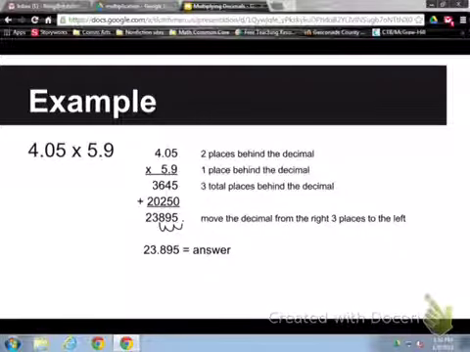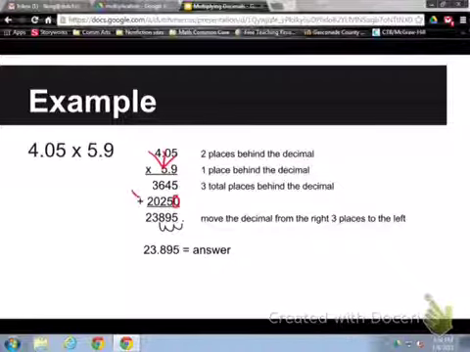So I've walked through the problem and done my multiplication. We did 9 times 5, 9 times 0, 9 times 4 to get this. Then I put my 0 down here to hold that place, and then did 5 times 5, 5 times 0, 5 times 4 to get this answer. Then I take both of those numbers and I add them together to get this.